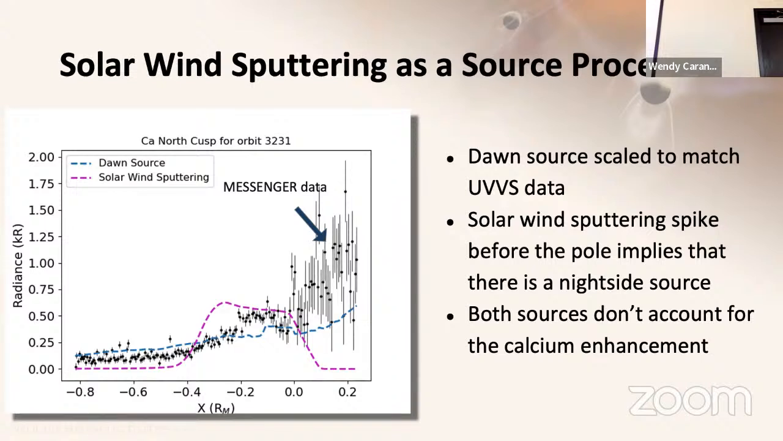But what we can learn from this is that neither the dawn source, which was again the impact vaporization at the dawn somehow trickling its way to the cusp, nor the solar wind ion sputtering hitting that cusp region seem to account for that enhancement that we see in the MESSENGER data.